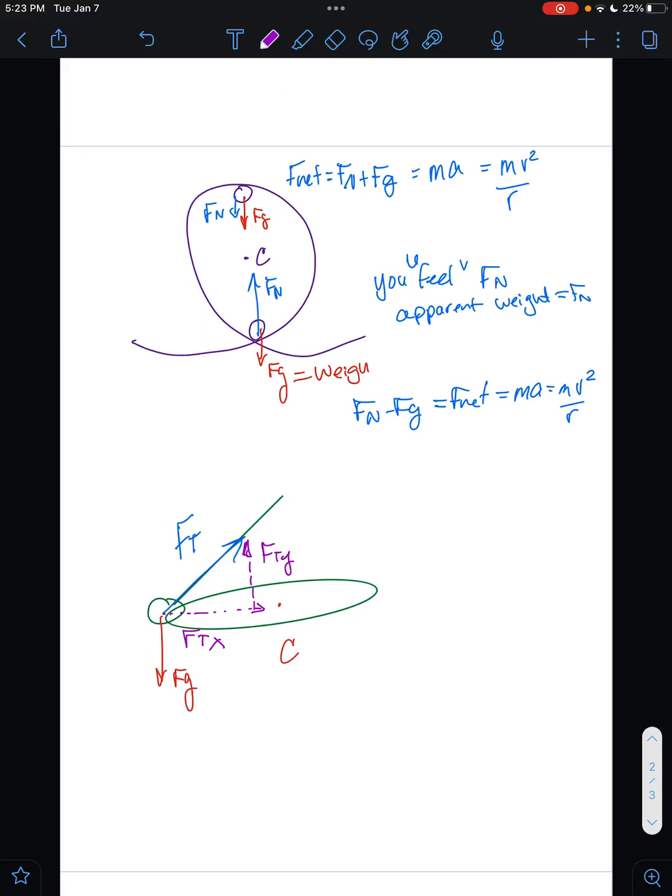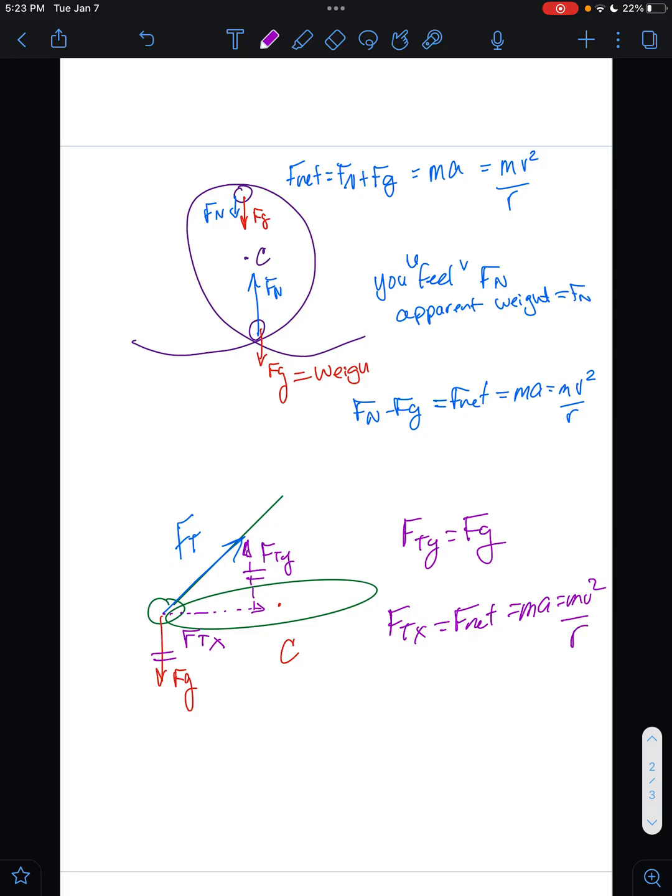In order to go in a circle, typically we go at a constant speed. If that's true, we're not lifting, we're not lowering. We would say our FTY and our FG are going to balance each other out to keep us going in that constant circle in that horizontal path. And really it's our FTX that's equal to our net force, or MA, or MV squared over R.